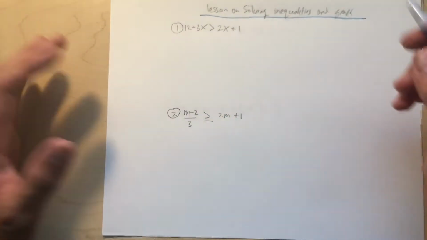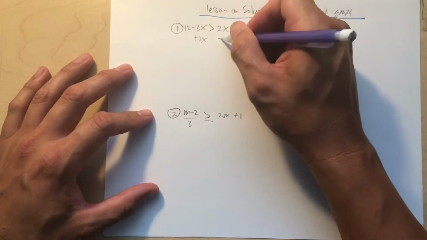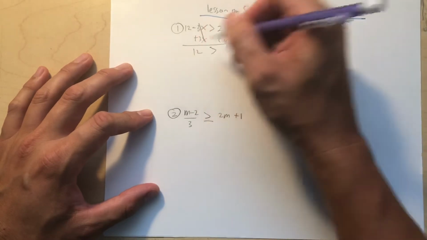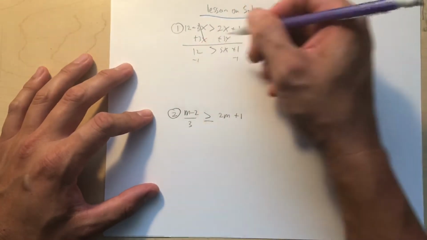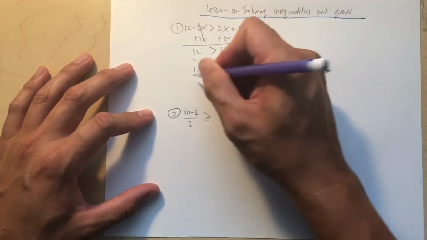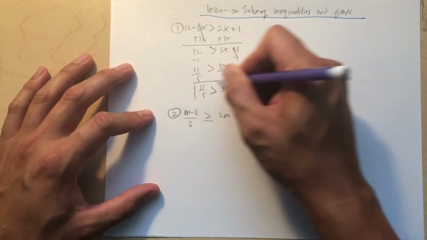The first thing I want to do, since there's variables on both sides, is I'm going to go ahead and get rid of one of them. Again, you're not flipping the sign. All right, let's go and subtract 1. Now this is a simple two-step. 11 is greater than 5x. Divide by 5, divide by 5. 11 over 5 is greater. And again, you're not flipping the sign. And that is my solution there.